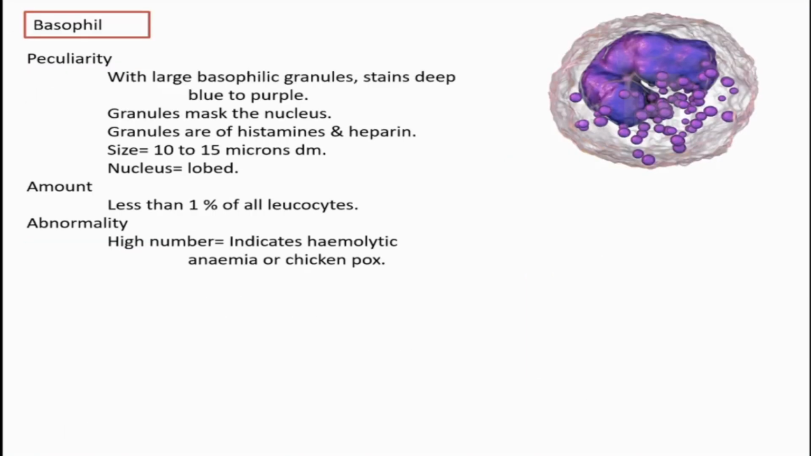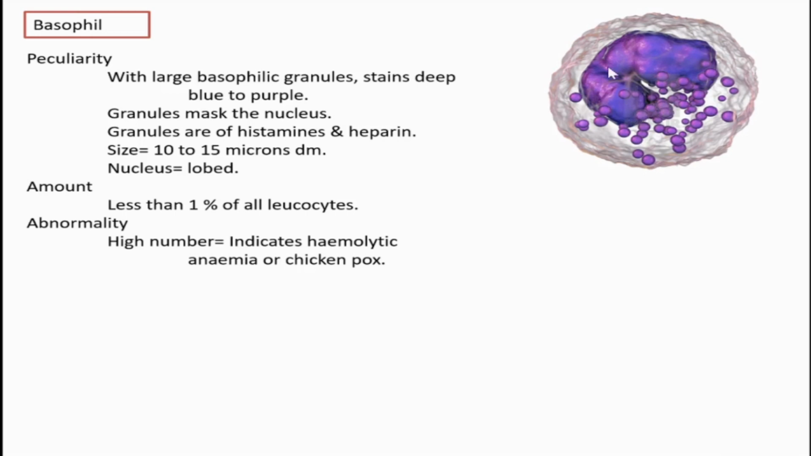Next, basophil. Basophil means this one. So, the picture is given here. Here, regarding the granules, there is one peculiarity. They are basophilic granules, basic stain loving granules, and they stain deep blue to purple color upon staining. And in basophil, these granules are big, and also their number is very high.